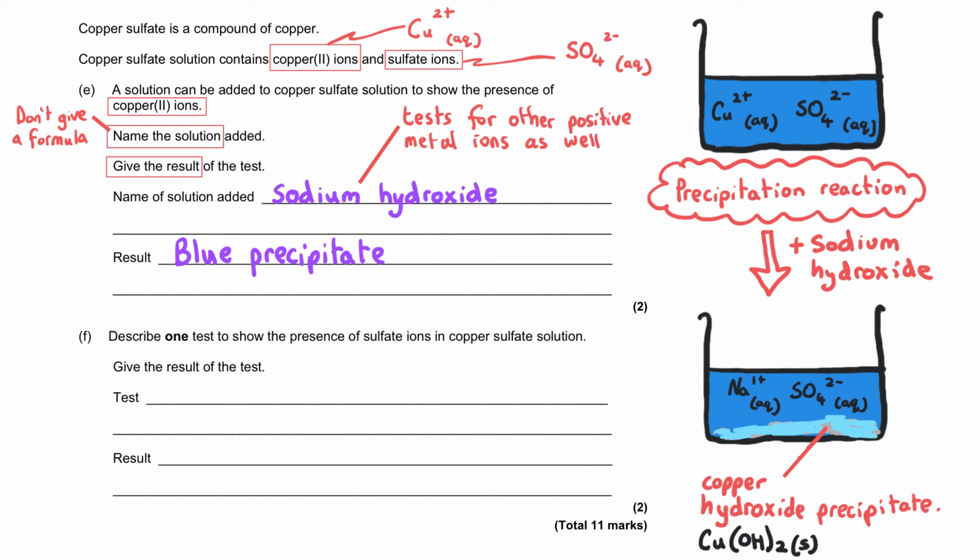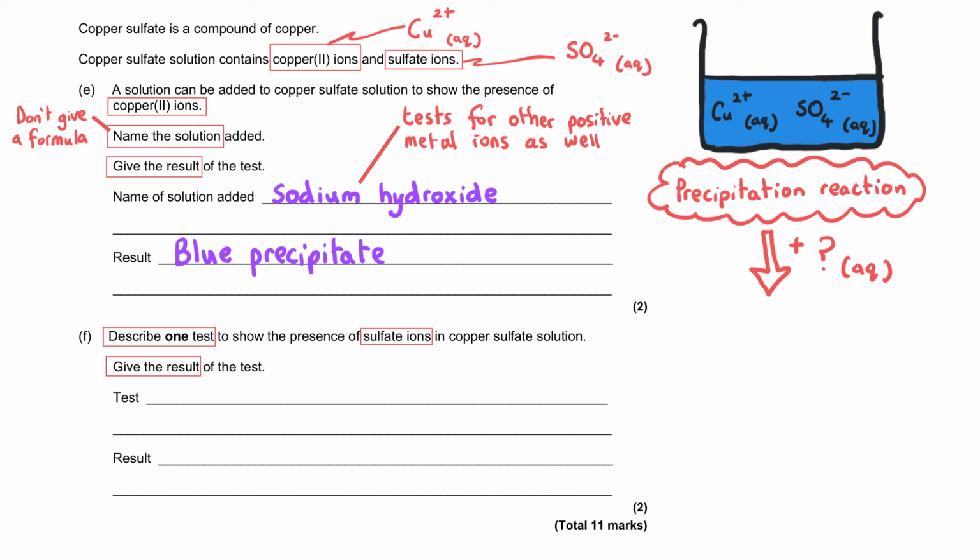And unfortunately for questions like this, you need to get the name of the solution correct in order to get the credit for the result that you would observe. So it's really, really important that you remember the names of the chemicals that you add to test for each of the ions. And then we're asked to describe one test to show the presence of sulfate ions in copper sulfate solution and give the result of the test. So this is effectively the same thing here, except that they haven't really directly asked us to name the chemicals, but effectively it's the same thing. Because when we're testing for sulfates, we need to know that sulfate ions react with another type of ion to make a new precipitate.